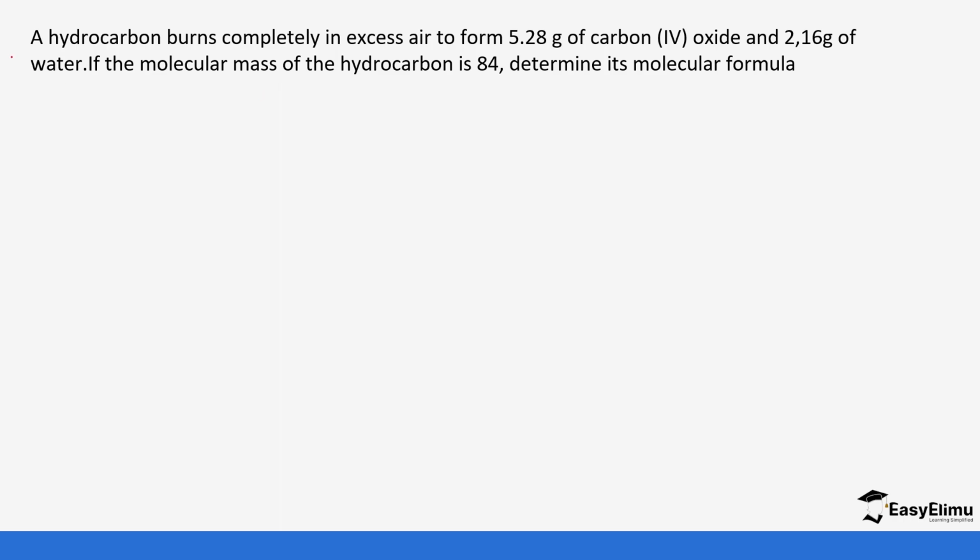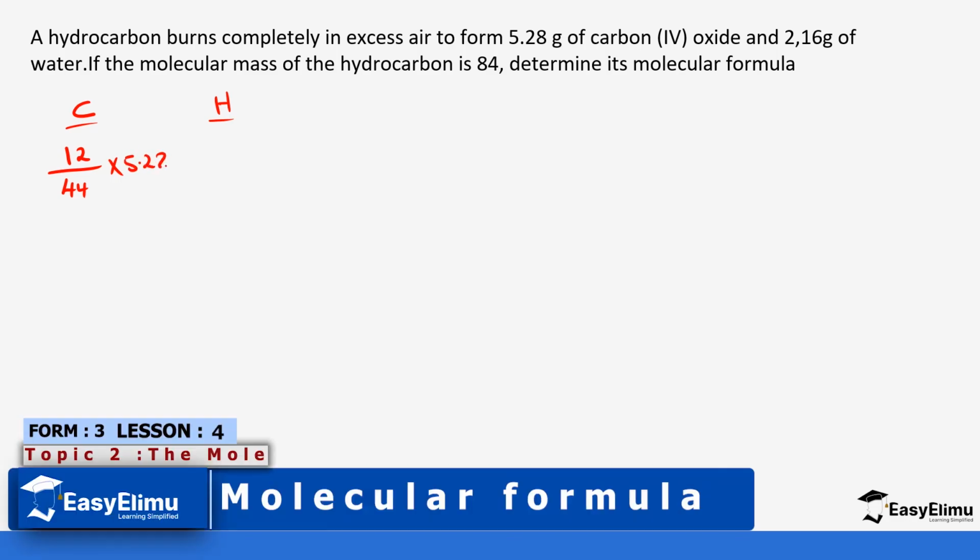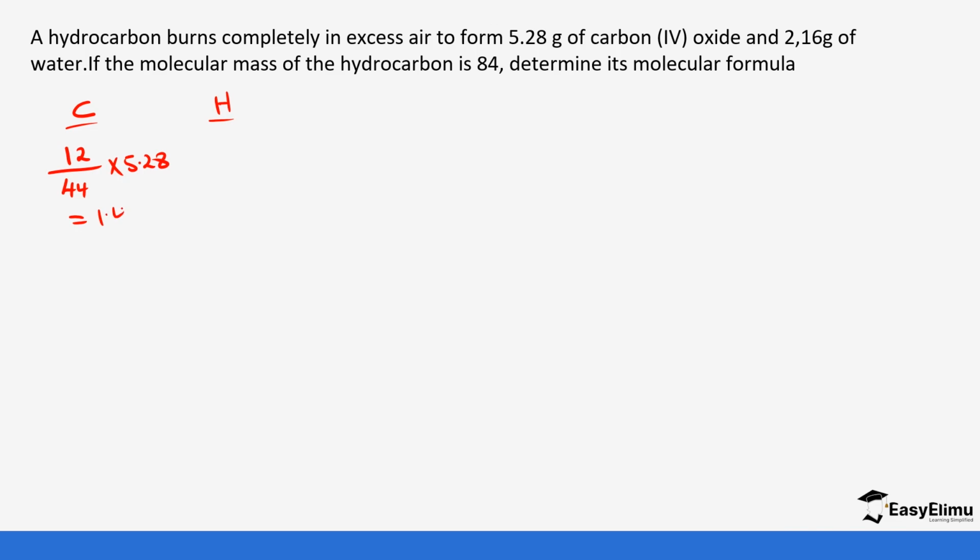So we did a similar question in the previous video. So carbon, hydrogen. Carbon is going to be derived from carbon dioxide. So carbon is 12 over the total mass of carbon dioxide, which is 44, times the mass of carbon dioxide, which is 5.28, which will give us 1.44.